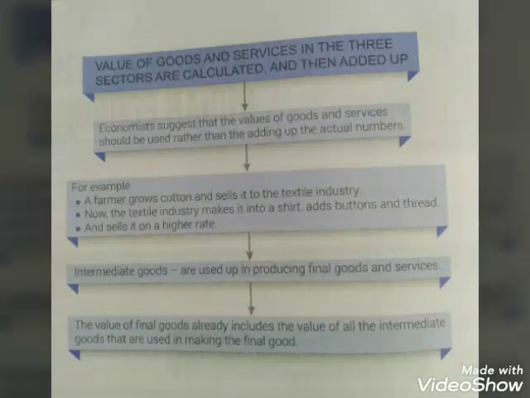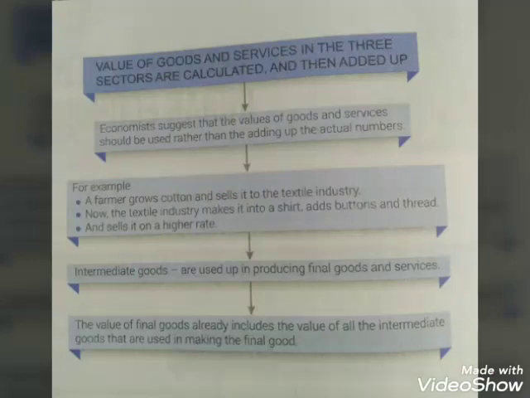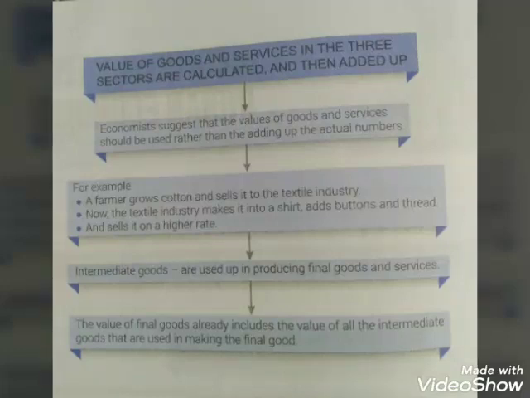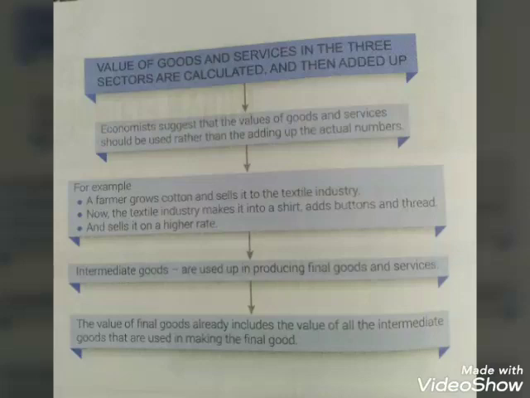But the shirt is a final good. So the value of final goods already includes the value of the intermediate goods that are used in making the final goods. That means the value of final goods and services produced in each sector during a particular year provides the total production of the sector for that particular year. And the sum of production in these three sectors gives us GDP, that is gross domestic product.